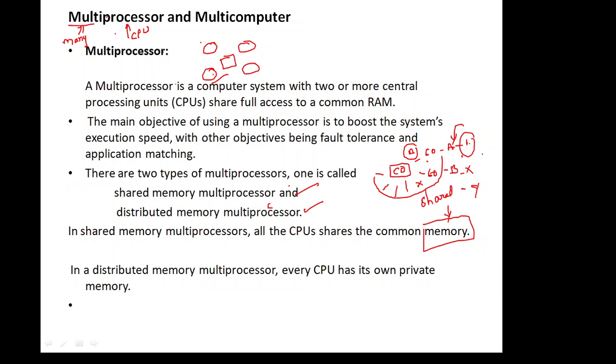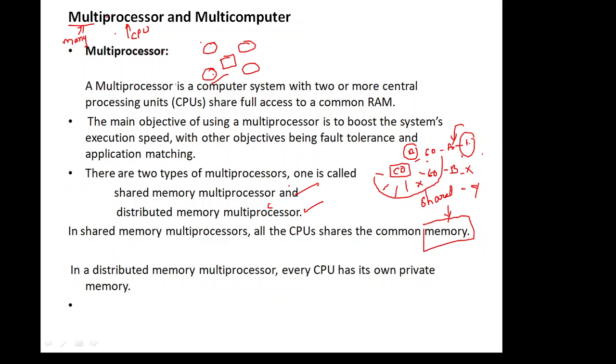Clear? So that is a multiprocessor. As the name itself indicates, many processors we are having. What are the benefits? The execution speed is going to be more, so the performance is going to be high, and the task is going to be completed within a limited amount of time. So what are the two types of multiprocessors? Shared memory multiprocessor and distributed memory multiprocessor.